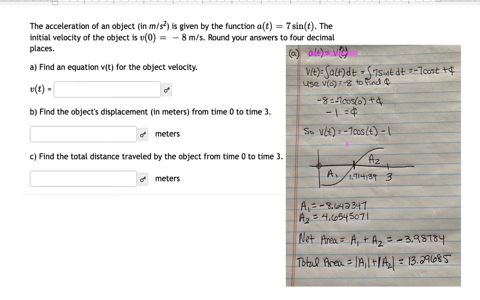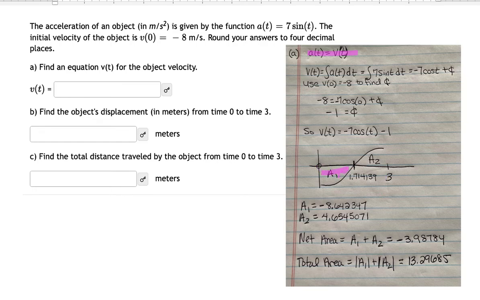Now, for parts B and C, we need to find the object's displacement and the total distance. The displacement is really another way of saying the net distance. So we're going to take into consideration the negatives and the positives. When we look at the graph of negative cosine t, we get this kind of a shape, and we're only looking at it from 0 to 3.